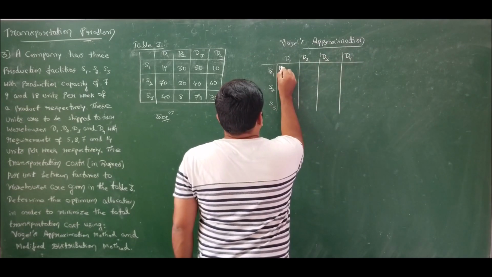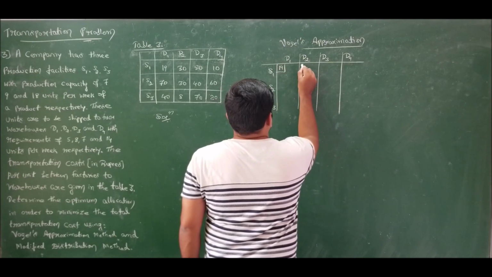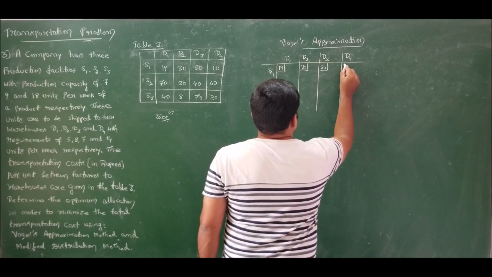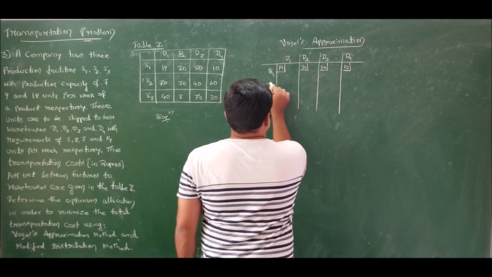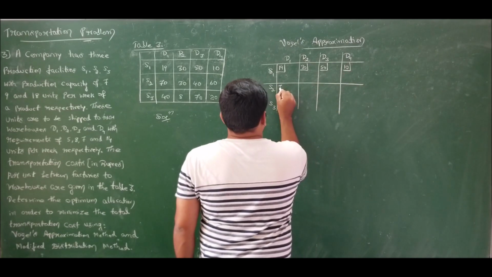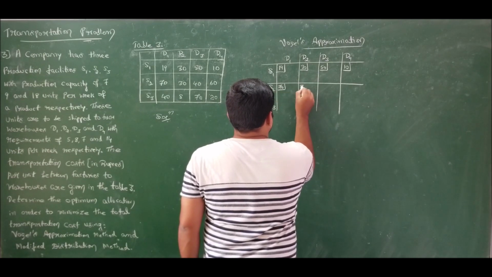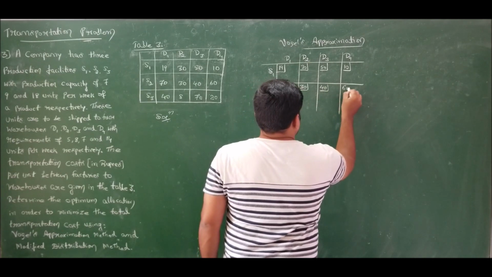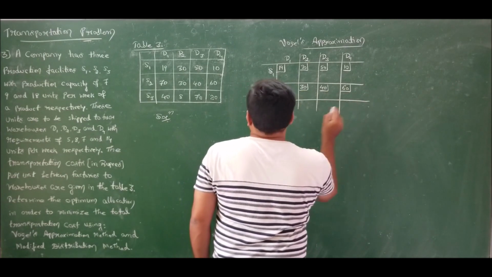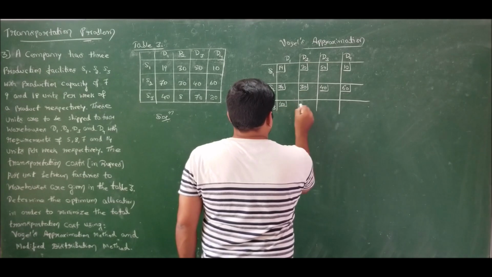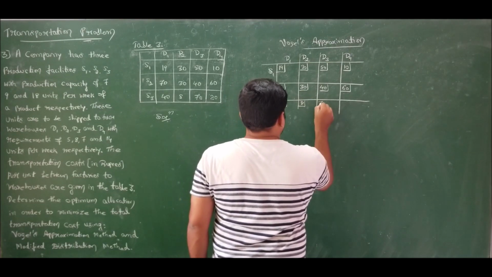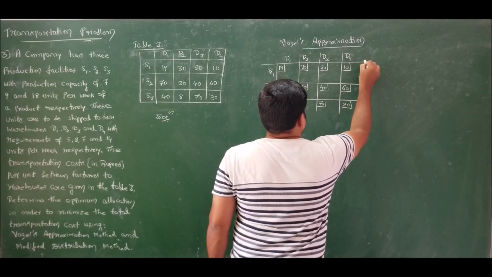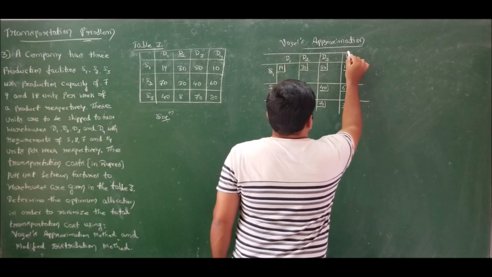We have the costs as 19, 30, 50 and 10. Here we have 70, 30, 40 and 60, and finally we have 40, 8, 70 and 20. So this is what we have.